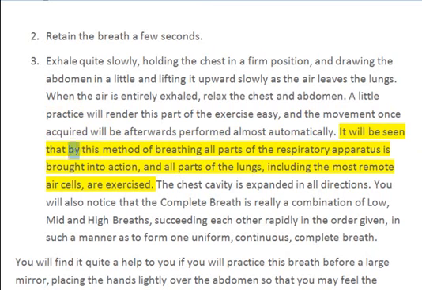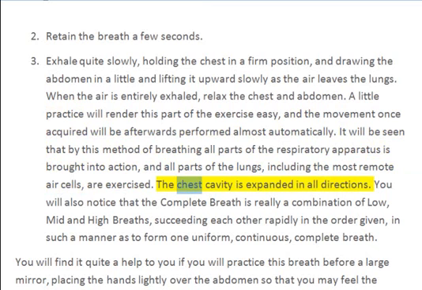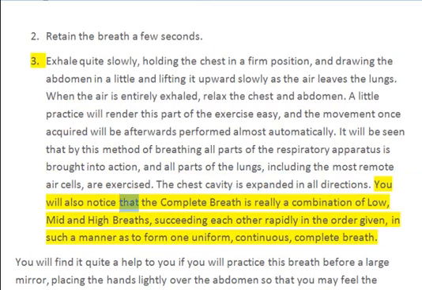It will be seen that by this method of breathing all parts of the respiratory apparatus are brought into action, and all parts of the lungs, including the most remote air cells, are exercised. The chest cavity is expanded in all directions. You will also notice that the complete breath is really a combination of low, mid and high breaths, succeeding each other rapidly in the order given, in such a manner as to form one uniform, continuous, complete breath.